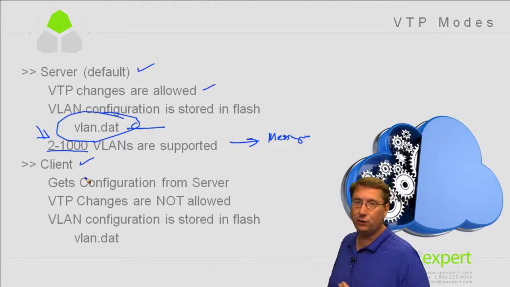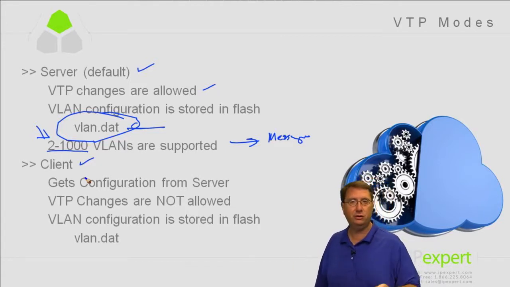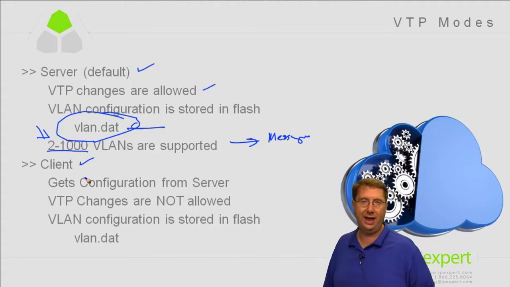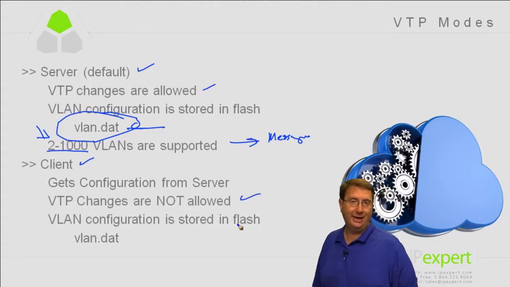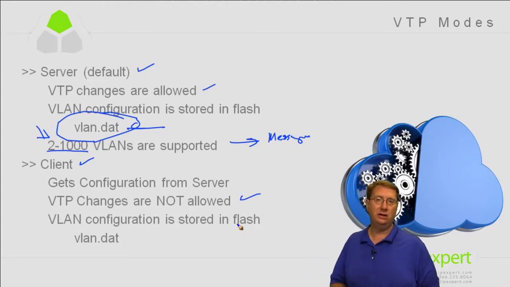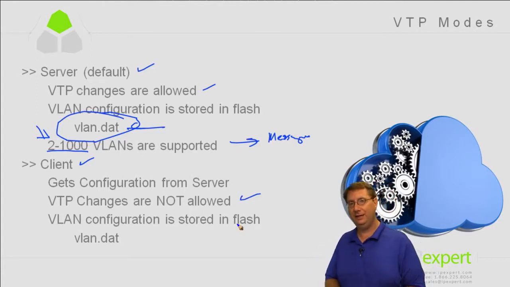So looking at this, the other mode that we have is client. Clients actually get their configuration from servers. We don't have the capability of creating VLANs in the command line on a client device. The other part of this is that we can't make any changes to anything that we would necessarily want to be able to propagate via VTP. So again, that's a very important thing to understand.